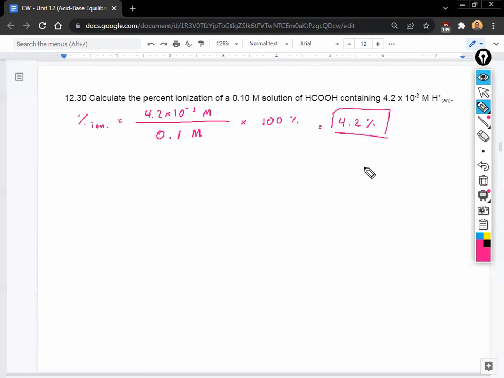The other 95.8% of them stayed together. So you can tell that for weak acids, most of it does not dissociate. Only some of the molecules dissociate. Okay, so this is an easier way for us to understand it, because 4.2 makes a lot more sense than 4.2 times 10 to the negative 7. It makes a lot more sense for us to see it like this. Okay.